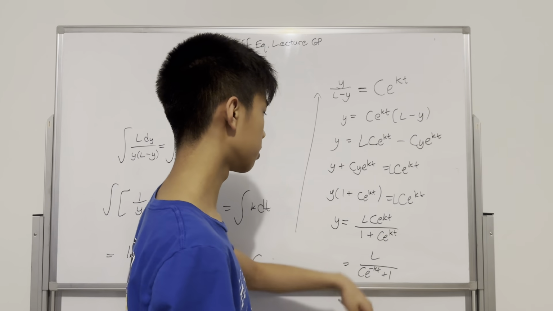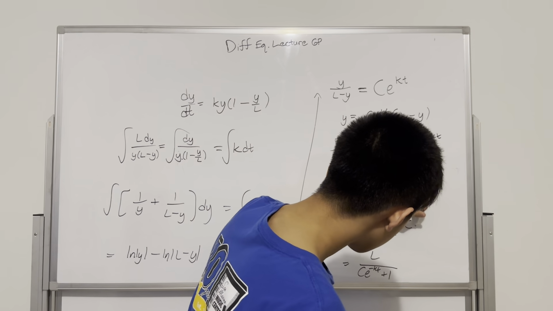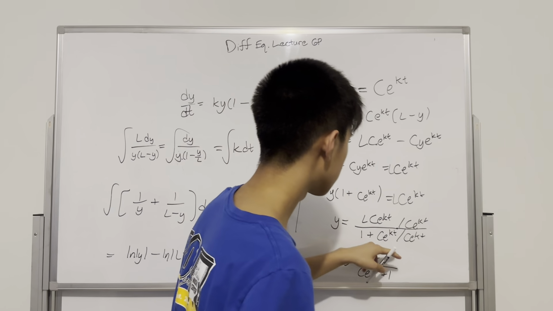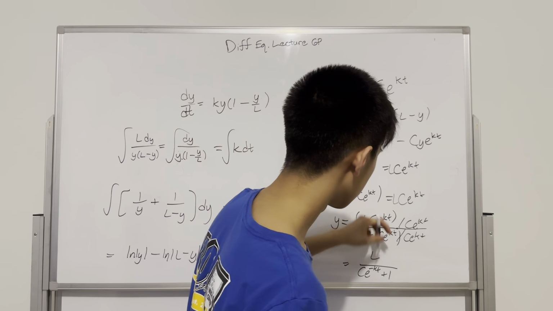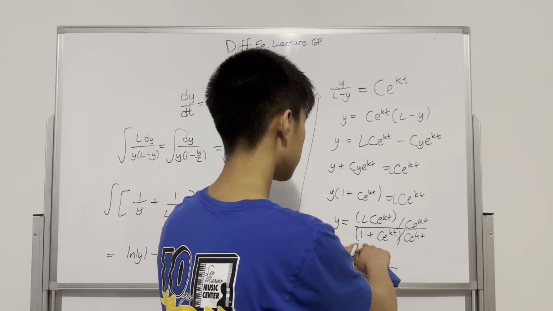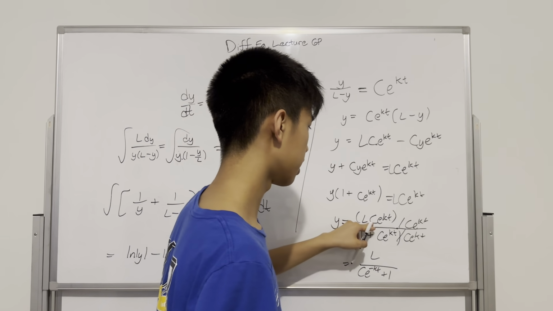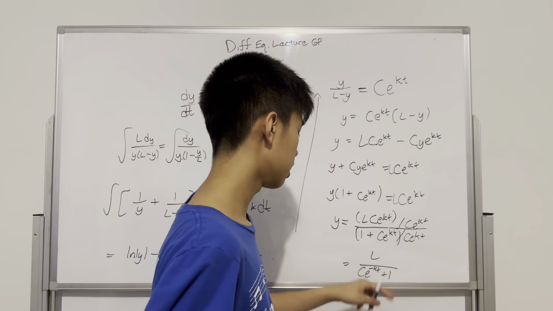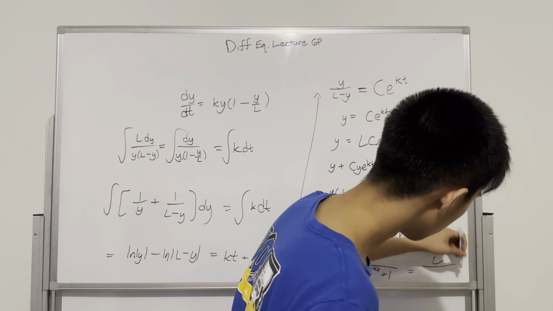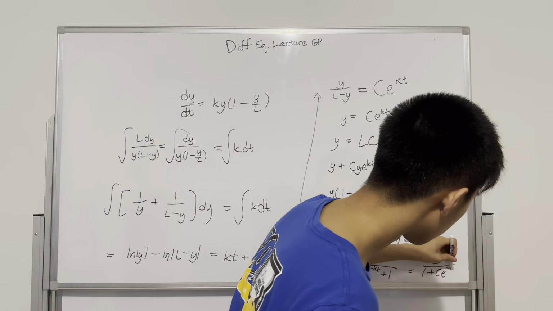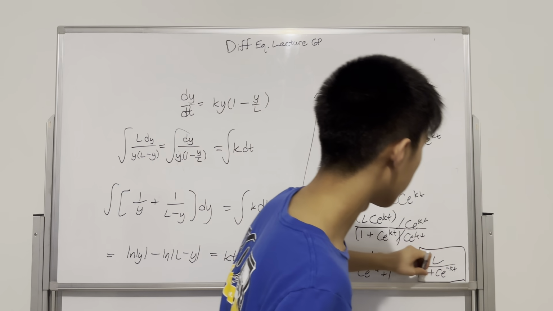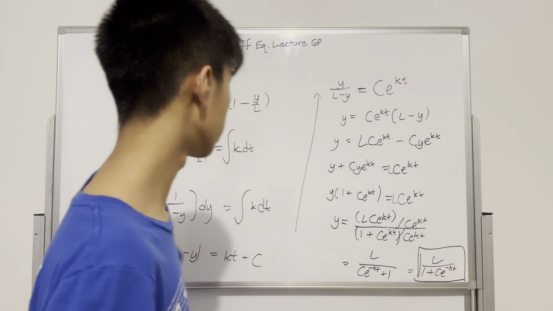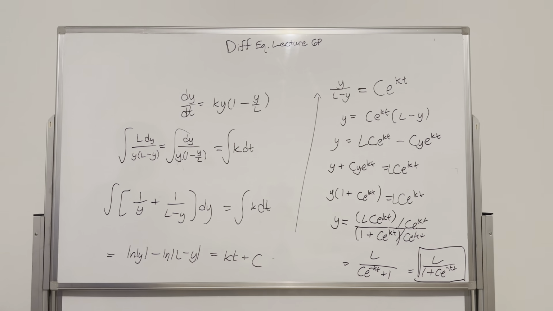Because if we divide everything by c e to the kt power, this thing becomes 1. This thing becomes 1. This becomes c e to the negative kt, and the c e to the kt and c e to the kt cancel out and just become L, or L over 1 plus c e to the negative kt. And that's what we were trying to find in the first place. So, that's the solution that I showed you guys in the first video on autonomous lectures.